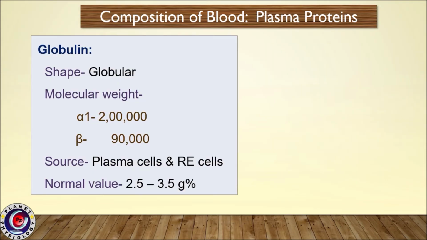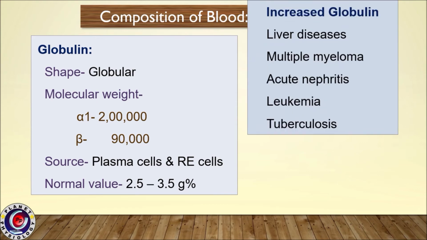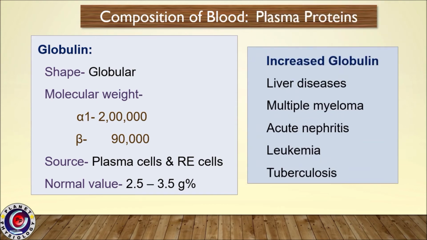The next plasma protein is globulin, and as the name suggests, it is globular in structure. The molecular weight of globulin varies depending upon the type of globulin. For example, alpha 1 globulin molecular weight is 2 lakhs, whereas beta globulin molecular weight is 90,000. Globulins are synthesized from plasma cells as well as reticuloendothelial cells. The normal value of globulin ranges between 2.5 to 3.5 gram per cent. Globulin concentration can increase in liver diseases, multiple myeloma, acute nephritis, leukemia and tuberculosis.